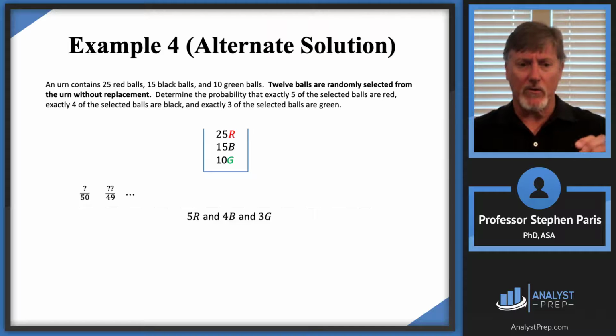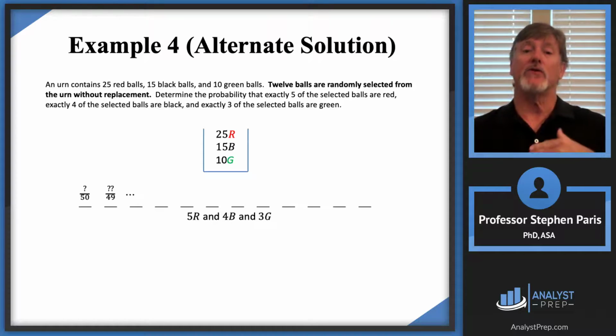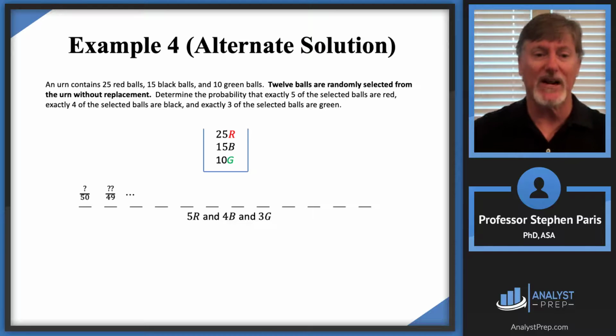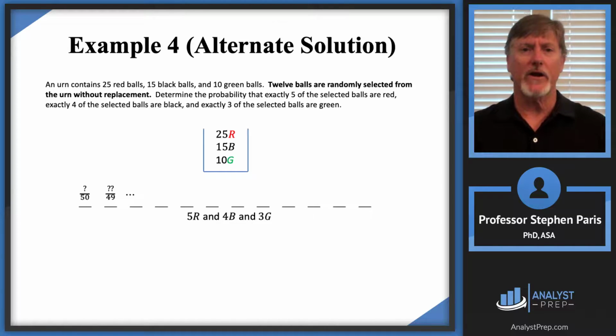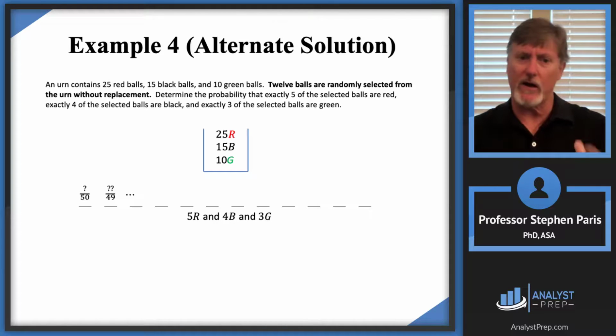In the denominator, I'm going to have 50 times 49 times 48, and so forth, where that product has 12 factors. In the numerator, I don't know what the first or second numerator is, but since I had 5 red balls, 4 black balls and 3 green balls, 5 of the numerators are going to be 25, 24, 23, 22, and 21.